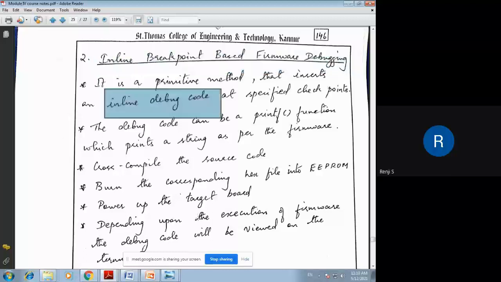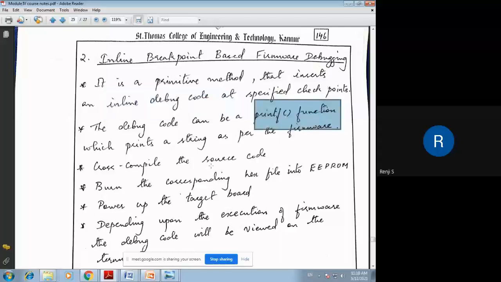The code that we insert for testing is called inline debug code, and this code helps us to stop in between, or it will output some values and we can inspect these values to check if there is some error in execution. The debug code can be a printf function, if you're using C code, and it can print a message like the program execution is in main, or the program is executing in this function, etc. Or you can even print the values of variables.